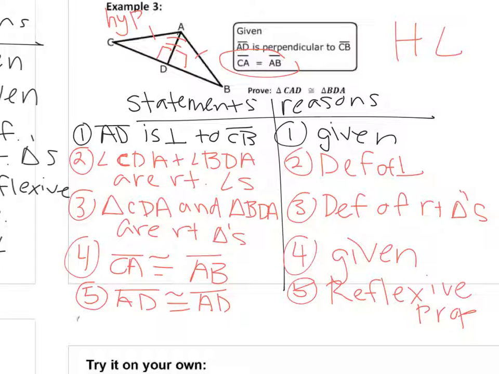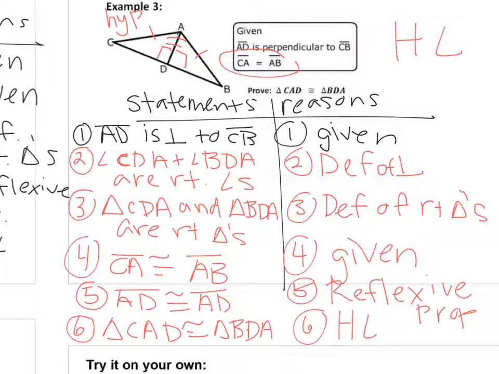So why are the triangles congruent? So triangle CAD is congruent to triangle BDA because of HL. So if you notice, only one step differs, and that's step number 3 in this proof.